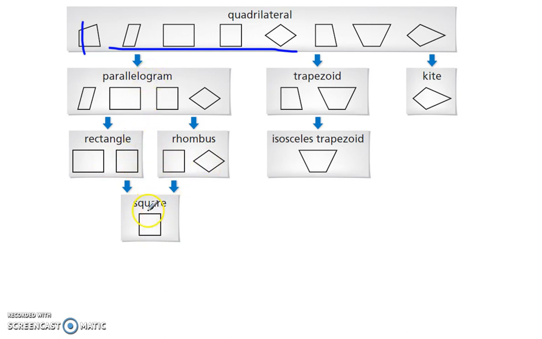So every one of these has a quality of the one before. Right? A square is a rectangle. Rectangle is a parallelogram. Parallelogram is a quadrilateral. Square is a rhombus. Rhombus is a parallelogram. Rhombus is a quadrilateral. Same thing with trapezoids here.